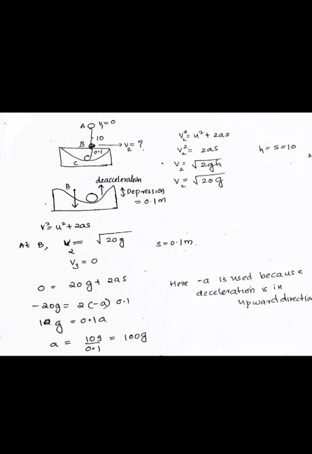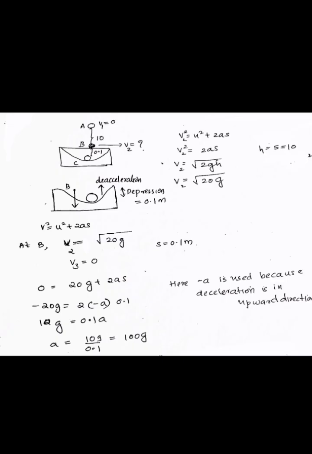So here it is mentioned that when the object is dropped, it creates a depression of 0.1 meter. So at point C, the distance is 0.1 meter and it is decelerating. So we can write minus a, because here minus a is used because deceleration is in the upward direction. And at C point, the velocity is 0. That is v3 is equal to 0.